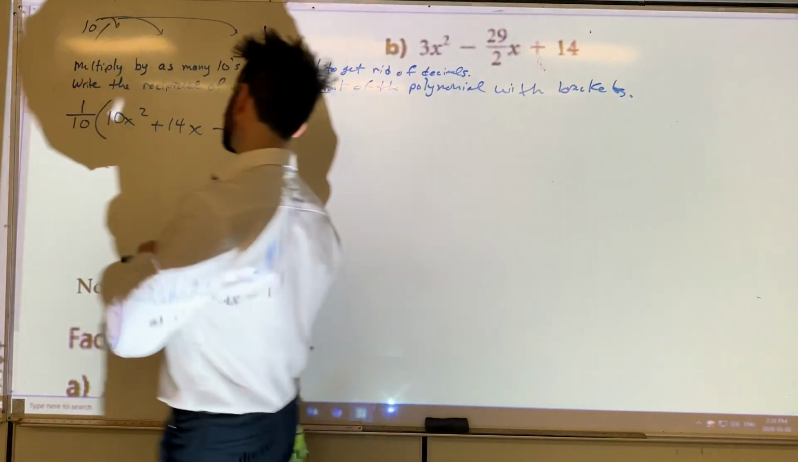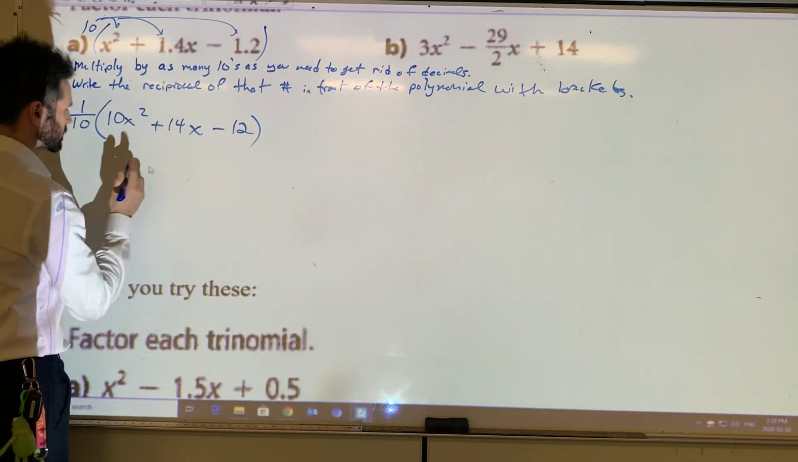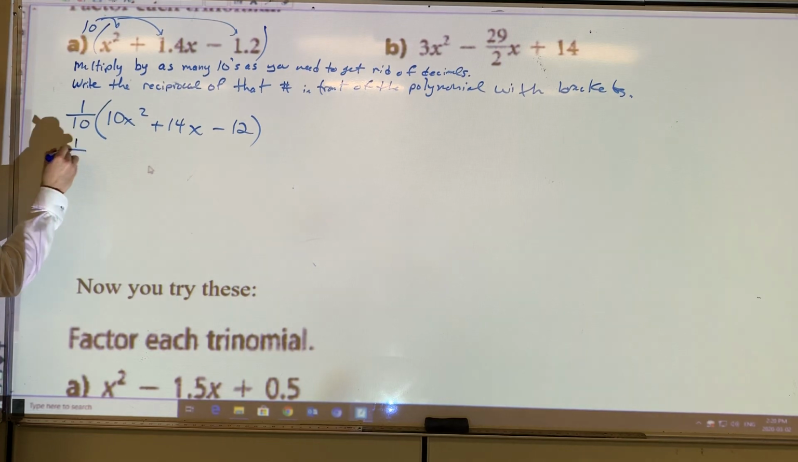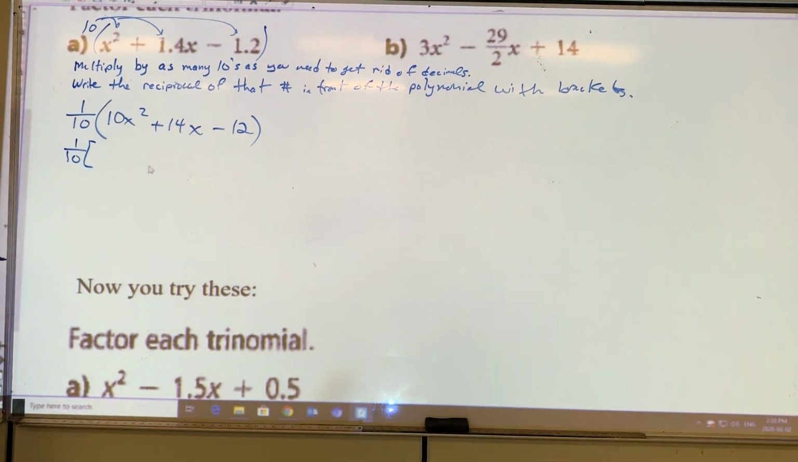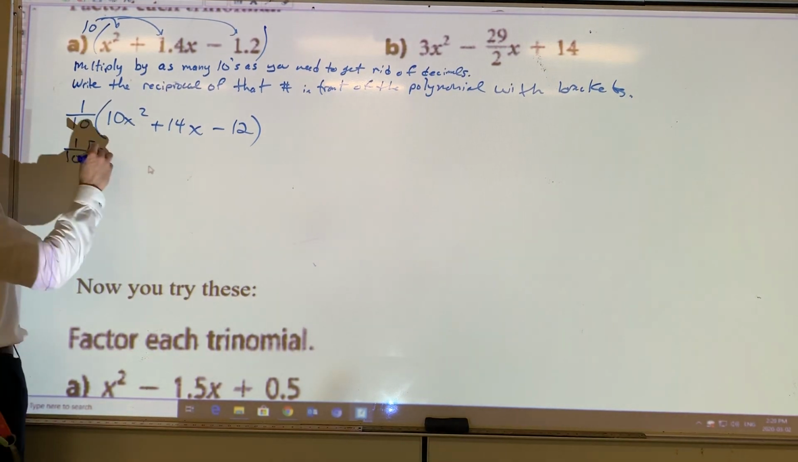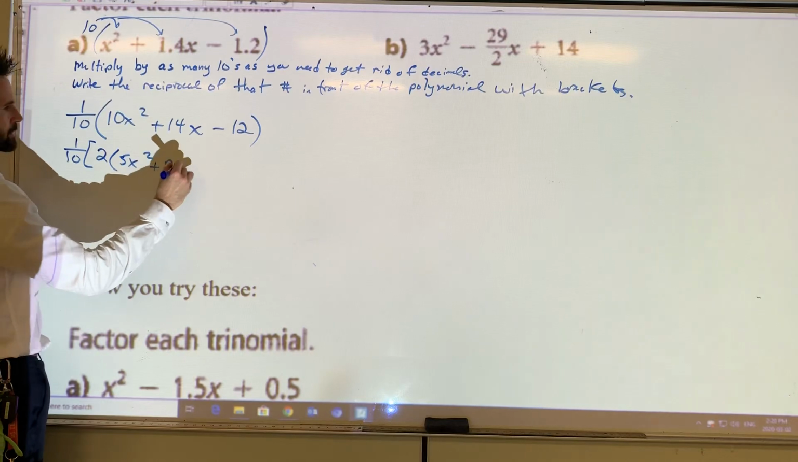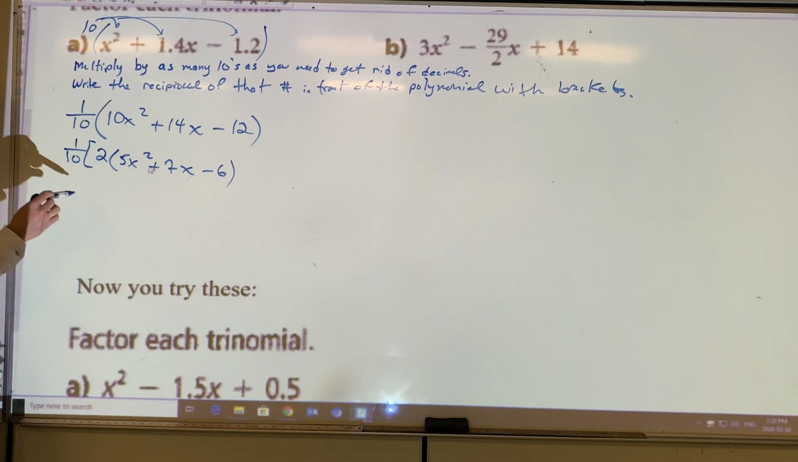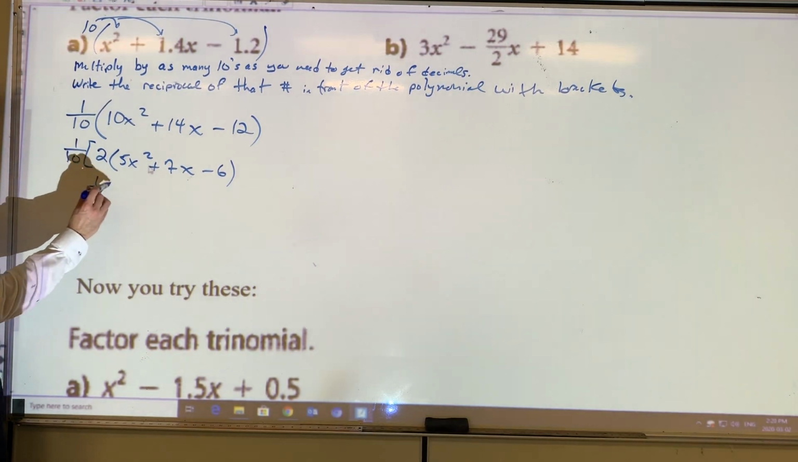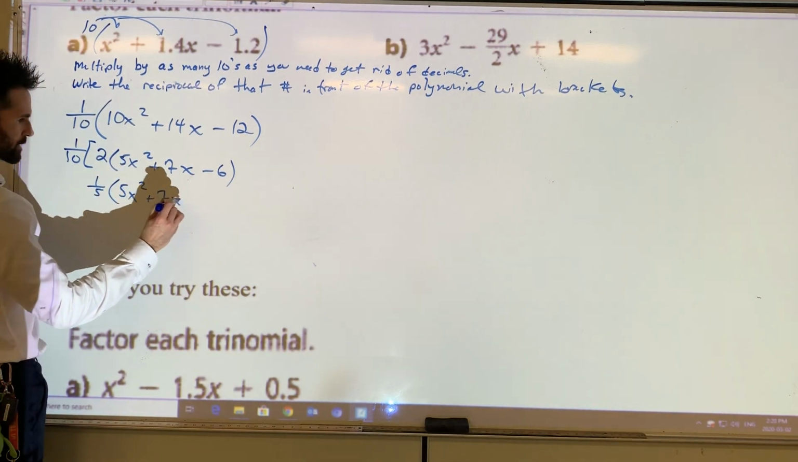Okay, now you can factor this using the factoring techniques that we already know. Is there a greatest common factor you can pull out? All divisible by 2. So if I pull out a 2, then I would get 5x squared plus 7x minus 6. What's 2 times 1 over 10? It's 2/10. Reduce it, 1/5. Excellent. Now this is just a regular decomposition.